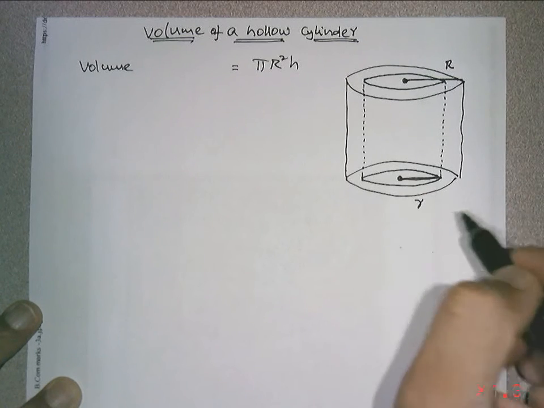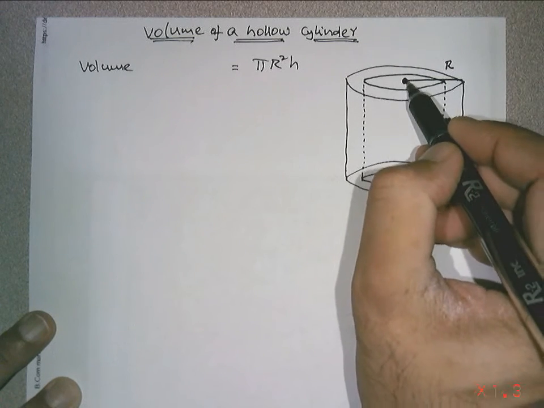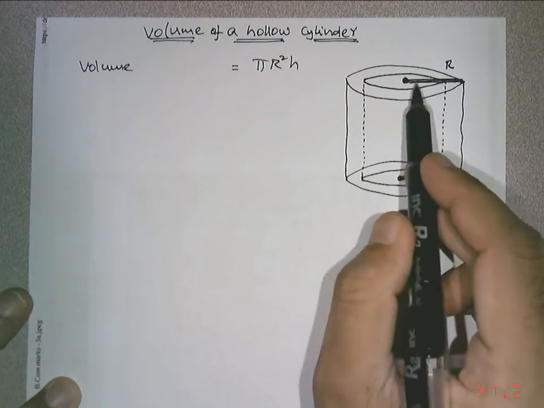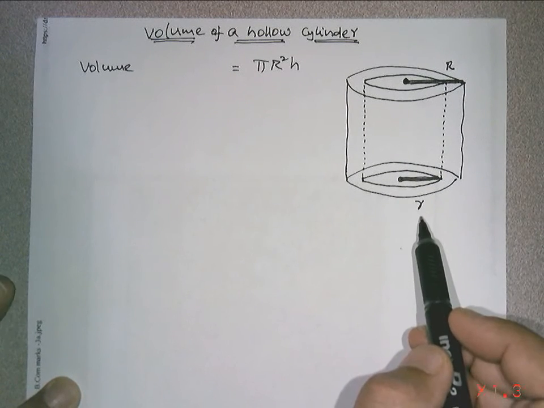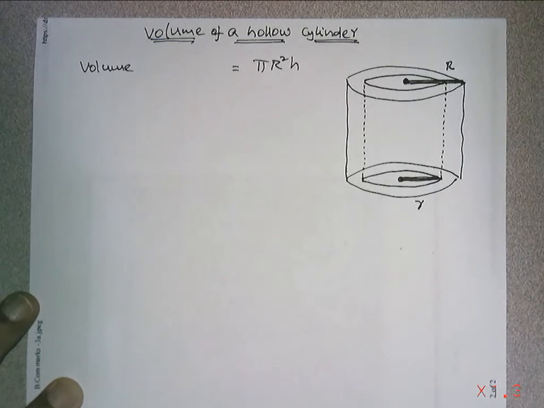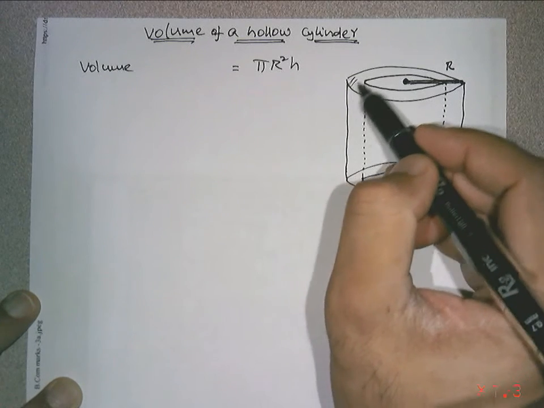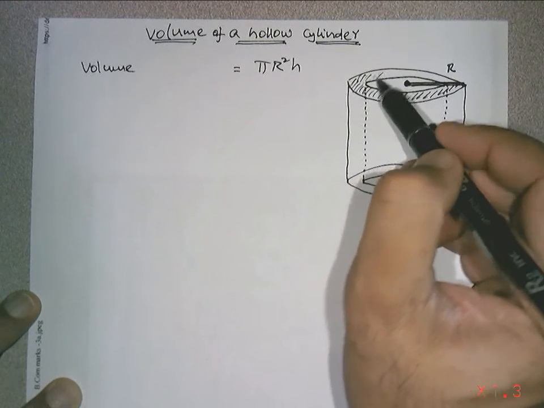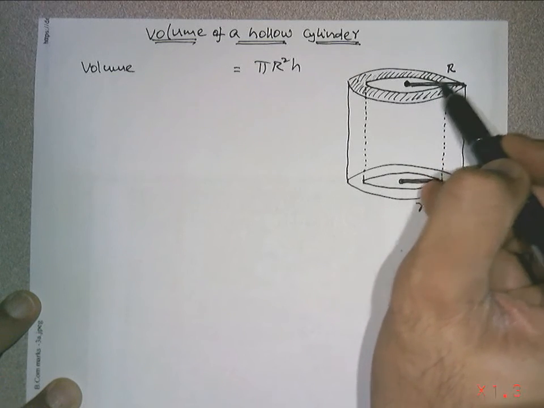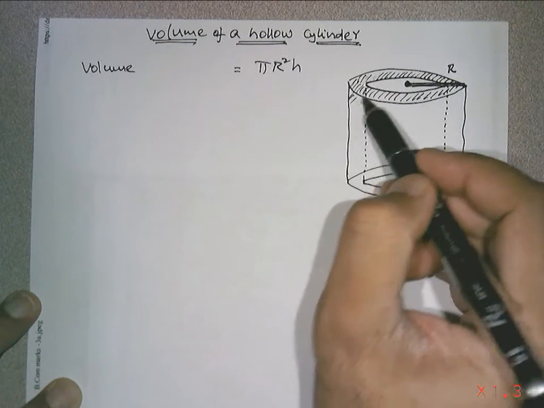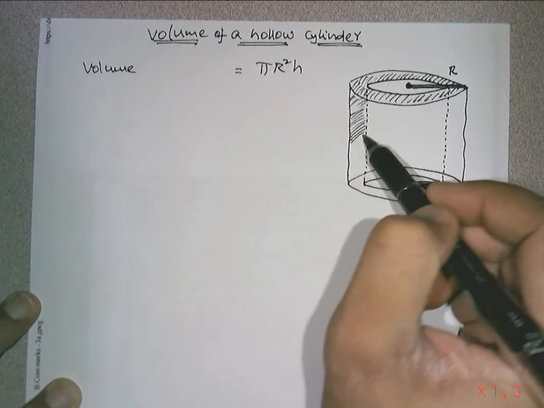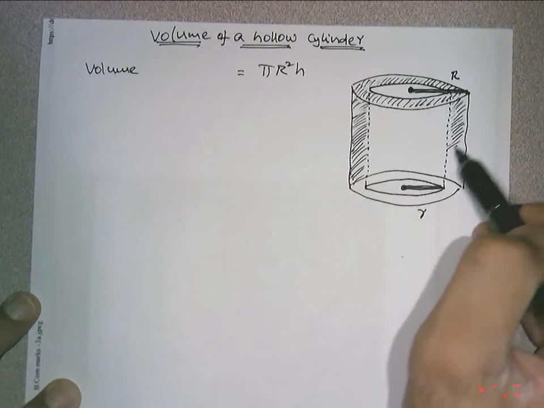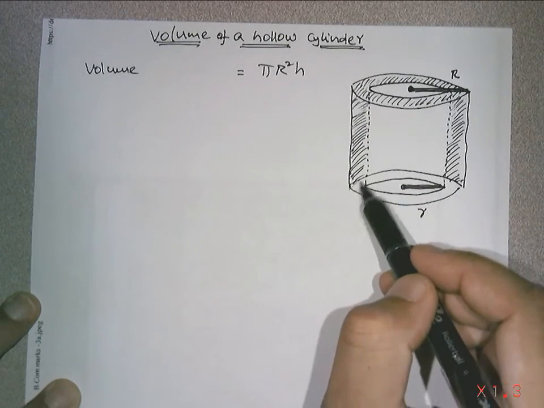I am using a capital R for the longer radius, because this radius is longer than the inner cylinder's, and a small r for the smaller or shorter radius. When I use a machine and remove the inner or smaller cylinder from this one, I'll be left with this kind of structure, which we call the hollow cylinder.